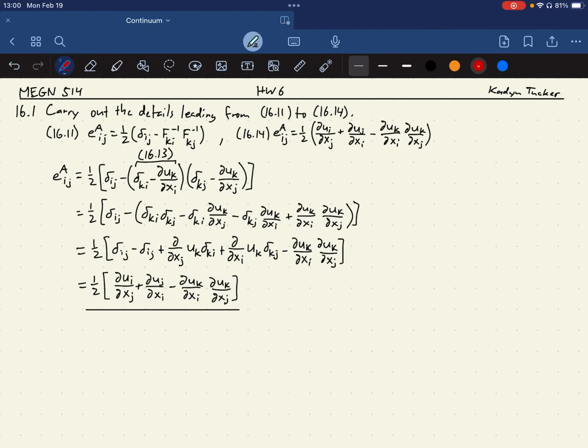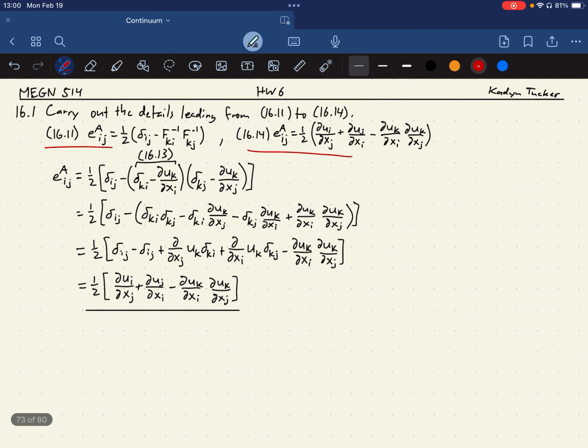So I'm going to walk you guys through how I approached the solutions to problem 16.1 and 16.2. So in 16.1, we're asked to fill in the details that lead from equation 16.11 to 16.14. So I have those equations written out here to start with.